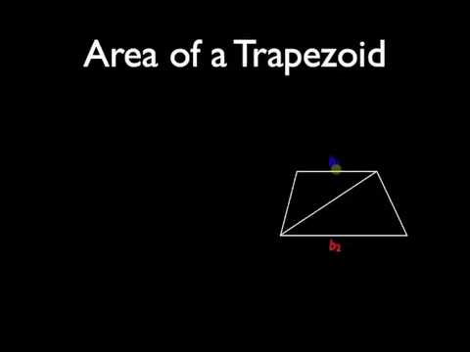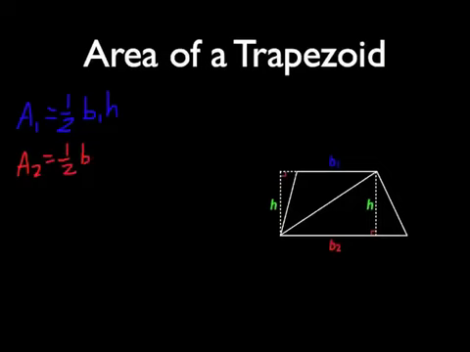Remember that these subscripts don't mean anything mathematically, only that we have two bases, so we're trying to keep them straight. Now both of these triangles happen to have the same height. The distance between the parallel lines is the same, so therefore the heights of the triangles are the same. So the area of the triangle in the upper left is 1/2 base 1 times h, and the triangle in the lower right has an area of 1/2 base 2 times h.